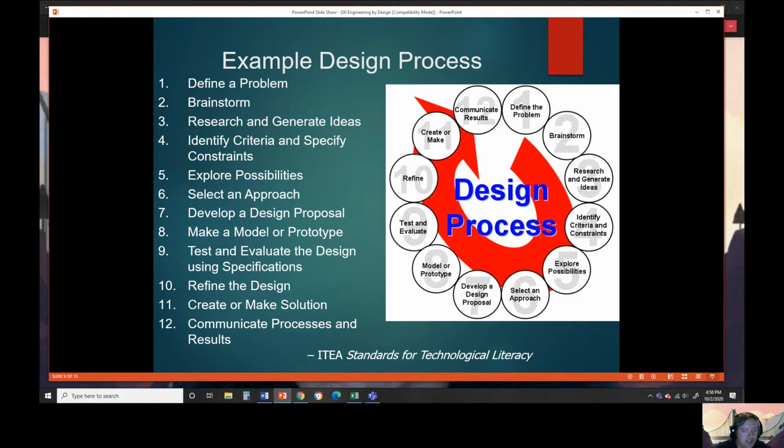Figure out how we're going to approach it, design the proposal, make your model, test it, evaluate it using our specifications. Refine it. You want to make it better. Maybe making it better means that it's a bridge that can hold more weight. Maybe making it better means that it's a building that's going to be taller. Maybe the car is great, but it's super expensive based upon the materials. So once we refine it and we get to the point, we make our solution and we share our results.